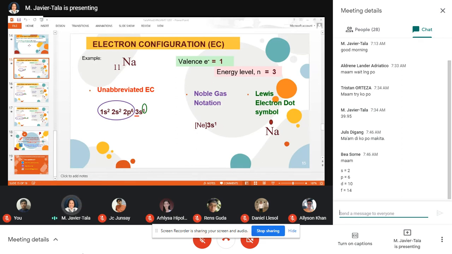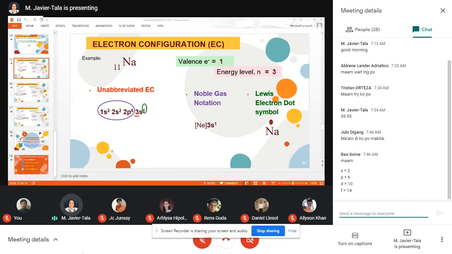Then, if you will be asked to write the Lewis electron dot, you can look either in the unabbreviated electron configuration or the noble gas notation. So it is 1. So you just put 1 dot.